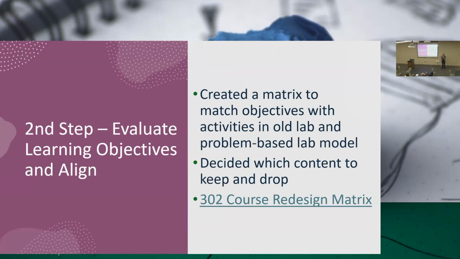And then the next thing was to try to figure out how our learning objectives were going to mesh with this model and how our content was going to mesh with this model. And so that's where we created a matrix to figure out where the activities of our model and the activities of our old lab activities meshed into this new format, this new challenge format. And we had to decide what to keep and what to drop from each one of those.